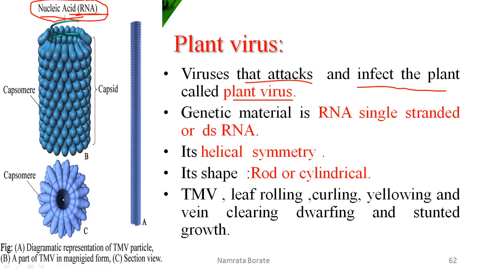Its example is the tobacco mosaic virus, with symptoms like leaf curling, yellowing, vein clearing, dwarfing, and stunted growth. In this virus, you can see there is a presence of smaller subunits called capsomeres, and these together form a structure known as the capsid.